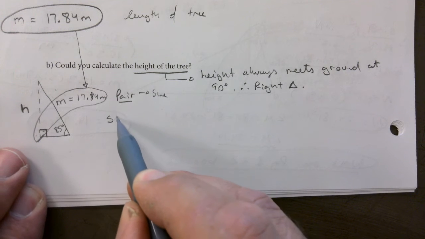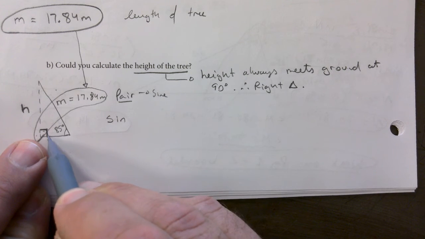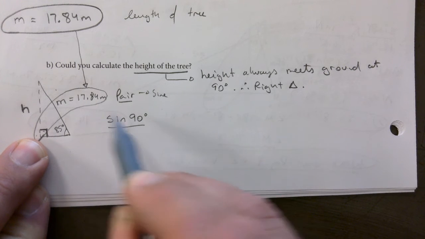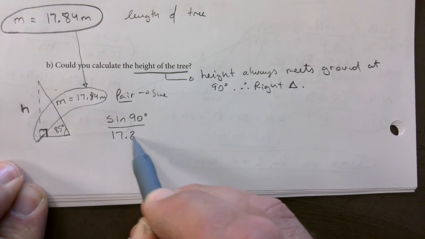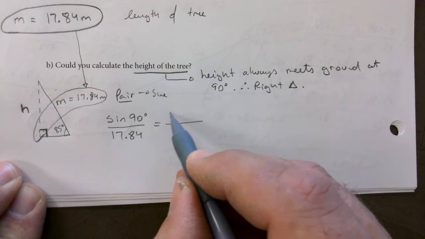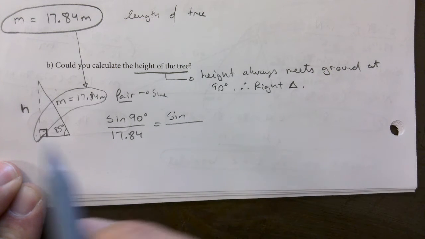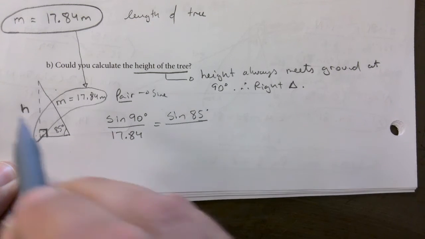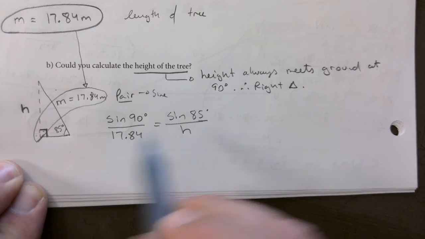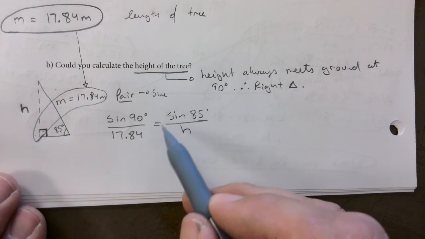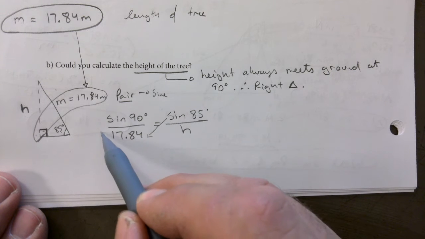So watch this. Sine of what? What does this box mean? 90, right? 90 degrees over 17.84 is equal to sine of what? 85 over h, because 85 and h are across from each other, right? So you're going to cross multiply and divide.